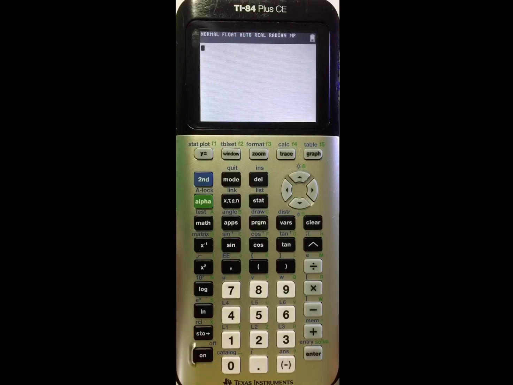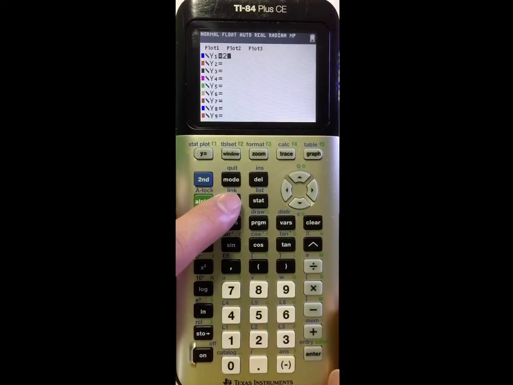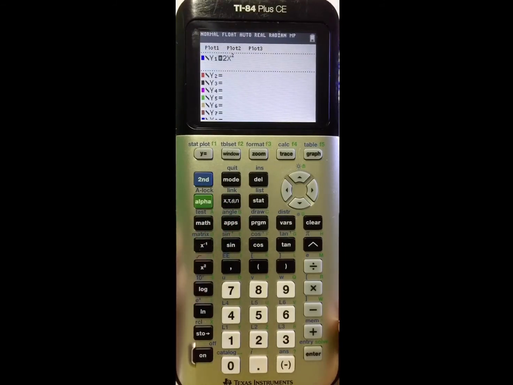All right, the first thing we're going to do is click on y equals, and this is where we're going to enter in our equation. I'm going to type in the equation that we came up with, and that was 2x squared. So I'm going to click on 2. The x button is right next to the alpha key, squared, which is above the log key, and then we have plus 5x, and then we have our minus 3. All right, so there's our equation.